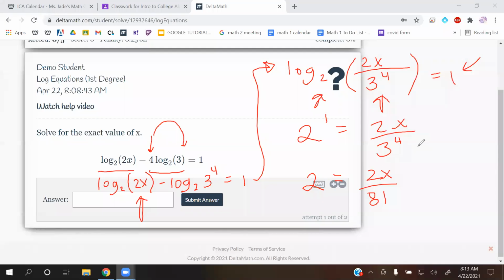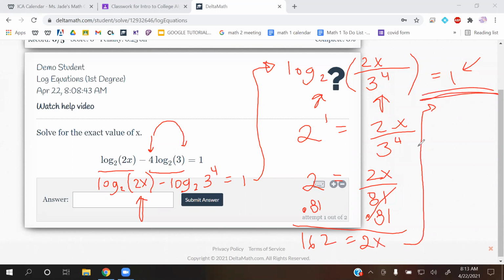From here, we're going to solve for x by multiplying by 81 on both sides. Multiply by 81, multiply by 81. Those will cancel out. You'll get 162 is equal to 2x. I'm going to rewrite this over here, just make a little dividing line so I have more space. So we have 162 is equal to 2x. Let me just rewrite that.